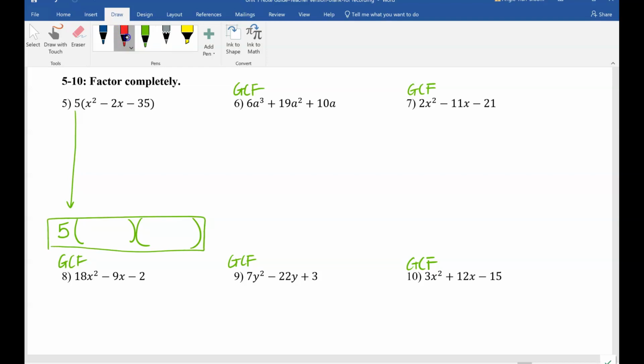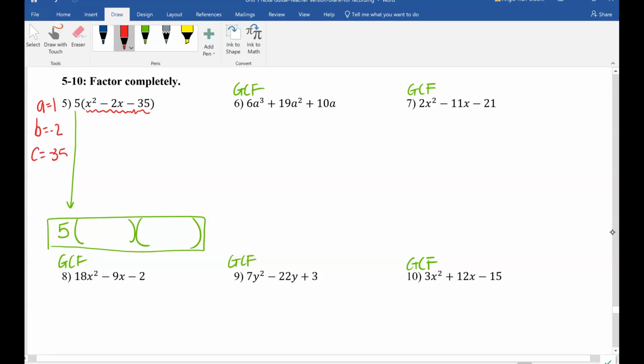So according to the guidelines, it said, okay, well, identify A, B, C, and it's always A, B, C after you take out the GCF. A is 1, which is in front of x squared. B is -2. C is -35. Make your big X, and it says on the top is A times C, and in the middle is B. So 1 times -35 is -35. In the middle is just -2.